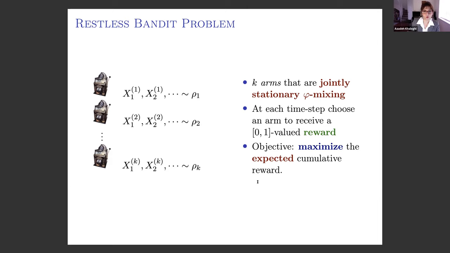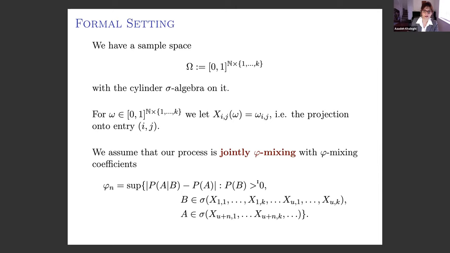So let me take one step further and describe this a little more technically. I'm saying that the processes are jointly phi mixing. What I mean is, imagine a sample space. Going back, I define the infinite sequence spaces and then use the coordinate projections as my sequence of random variables. Here it's the same thing, except we have the product space {0,1}^(n times k). So imagine an infinite matrix, k by n, with n being the natural numbers. Still the cylindrical sigma algebra, and each x_ij is just the coordinate projection, okay?